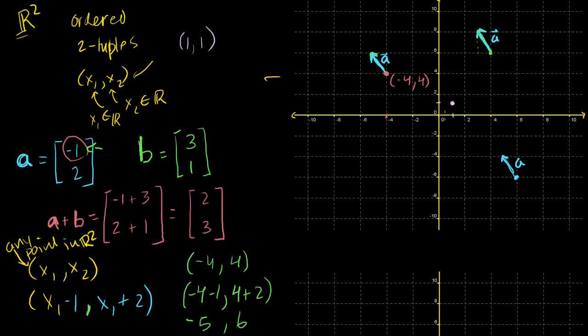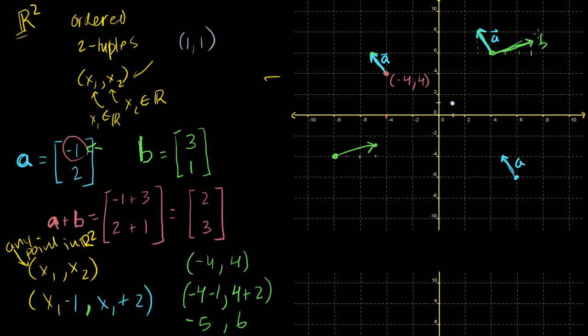Similarly, vector B. What does vector B do? I could pick some arbitrary point for vector B. It goes to the right 3, so it goes to the right 1, 2, 3, and then it goes up 1. So one representation of vector B looks like this. Another representation, I could start right here, go to the right 3, 1, 2, 3, and then up 1.